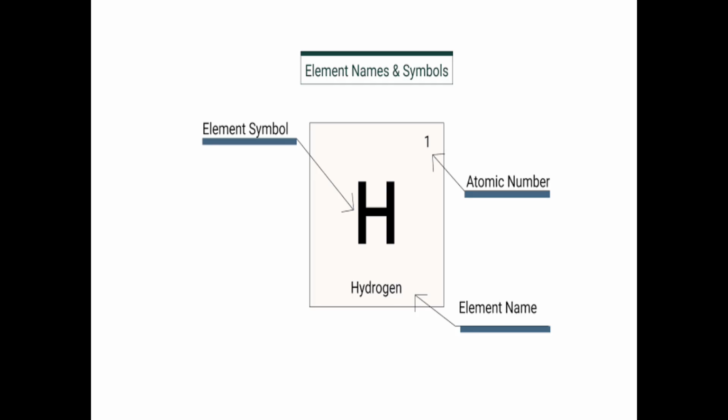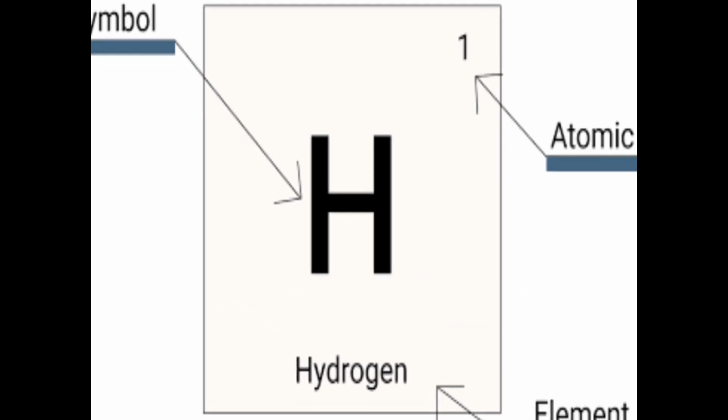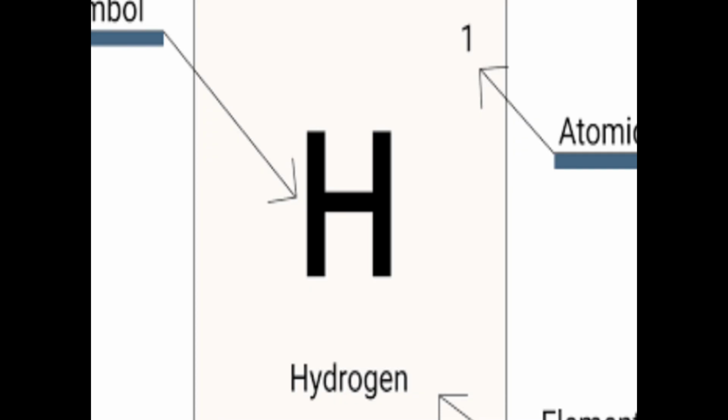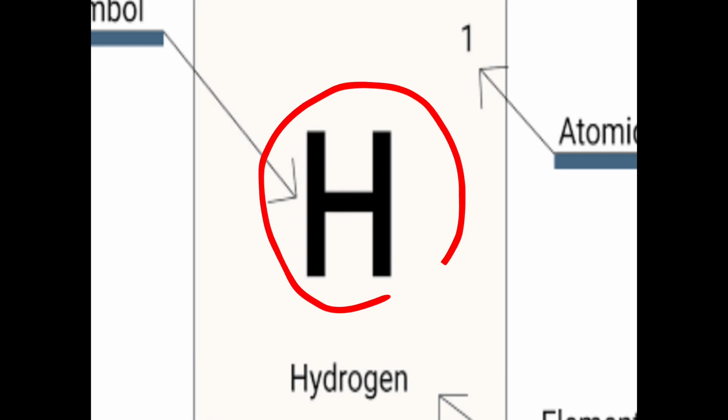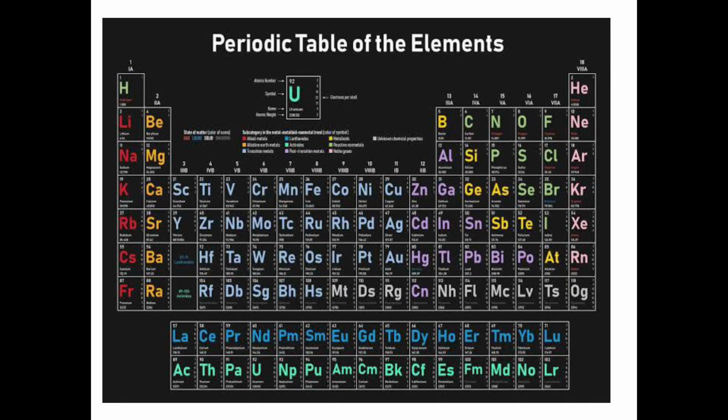What can you see in the picture? What's this? This is hydrogen. This is the symbol of hydrogen, and you see here we have used the capital letter H.